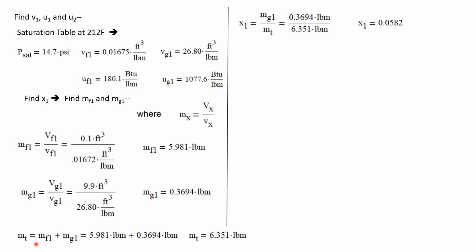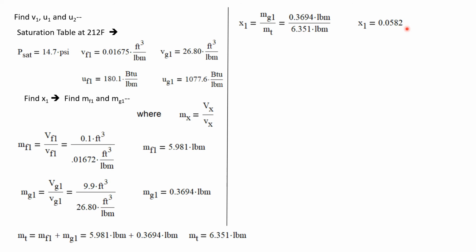So the total mass of water in the tank is just the mass of the saturated liquid plus the mass of the saturated vapor. We add those two together and we get the total mass is 6.351 pound mass. Knowing this, we can calculate the quality at state 1. It's just the mass of the saturated vapor divided by the total mass. At state 1, the mass of the saturated vapor was 0.3694 pound mass, and the total mass is 6.351 pound mass. That gives us a quality of 0.0582.